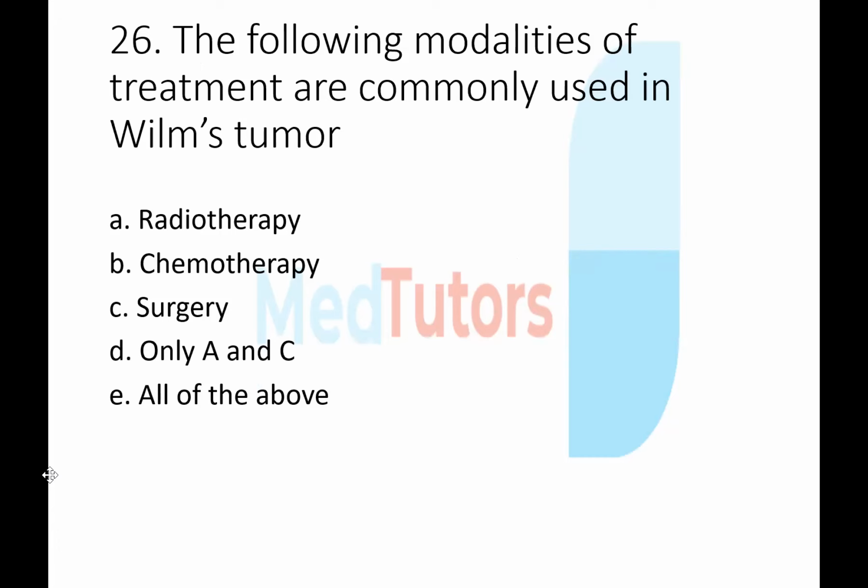The following modalities for treatment of Wilm tumor include A, radiotherapy, B, chemotherapy, C, surgery, D, A and C, and E, all of the above. Now you should know that Wilm's tumor has all this modality. All the modalities of treatment.